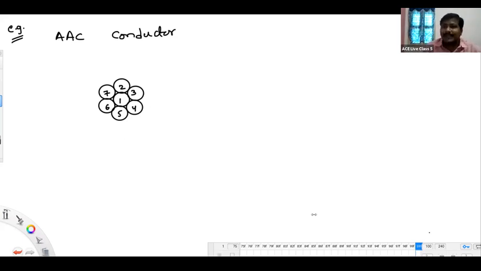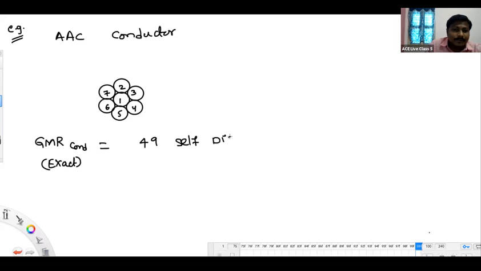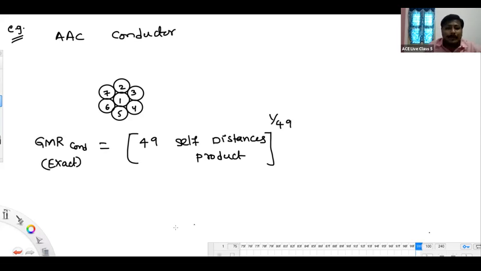Total, how many self distances do you get now? 49 self distances. The product of those 49 self distances, whole power 1 by 49, will give the GMR of this. So the exact GMR of this AAC conductor will be the product of the 49 self distances, whole power 1 by 49.